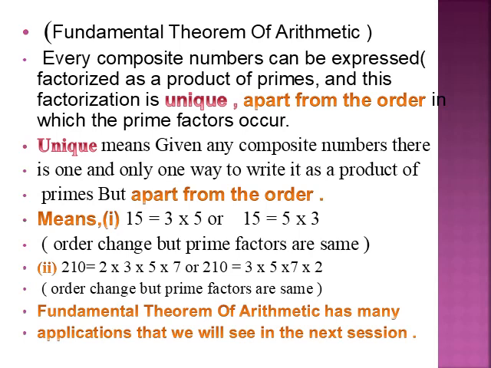So this is the way. 210 means 2 into 3 into 5 into 7 equals 210. So these are the four prime factors of 210. But you can write this also as 3 into 5 into 7 into 2. See here, order changes, but the factors do not change. That is the meaning of unique and apart from the order. The fundamental theorem of arithmetic has many applications that we will see in the next session.